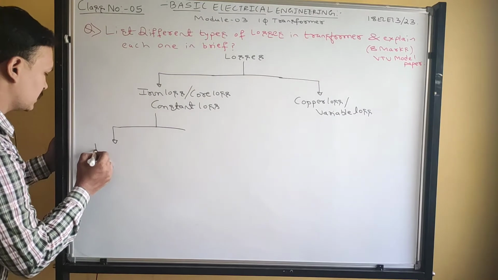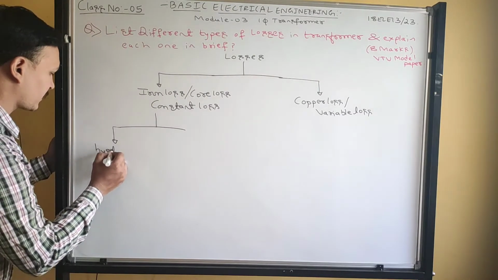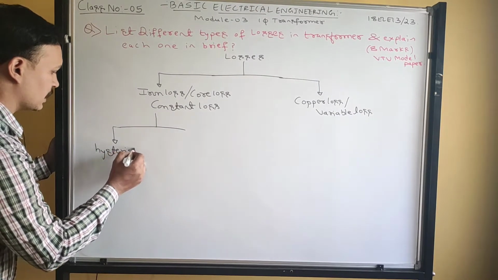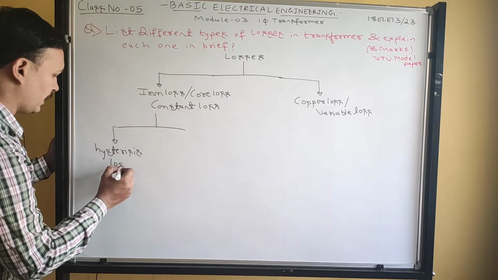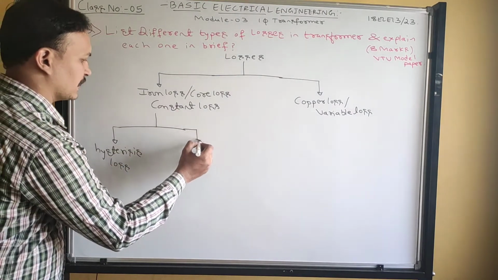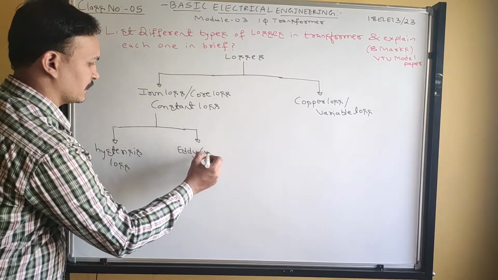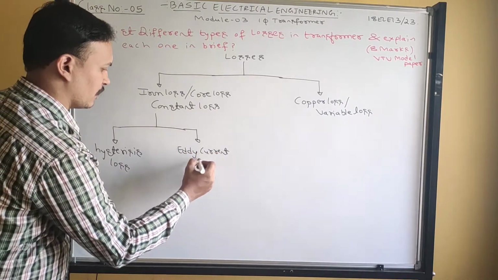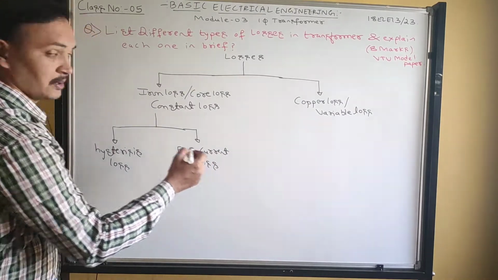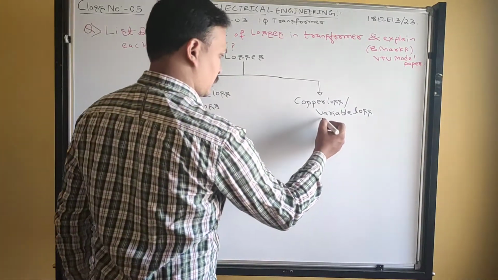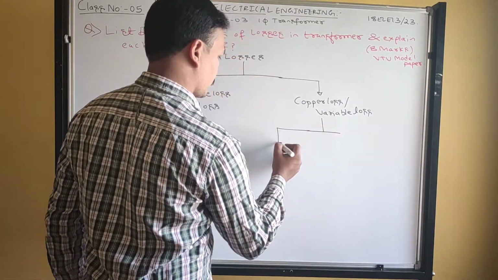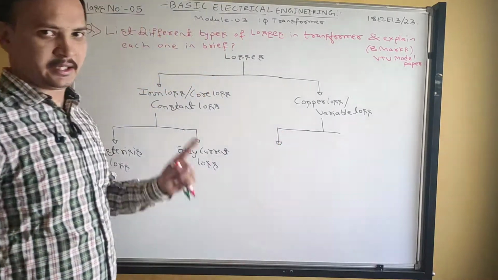In iron loss we have again 2 types. One is hysteresis loss and another one is eddy current loss. Similarly, in copper loss we have 2 types. Copper loss takes place in the conducting material.